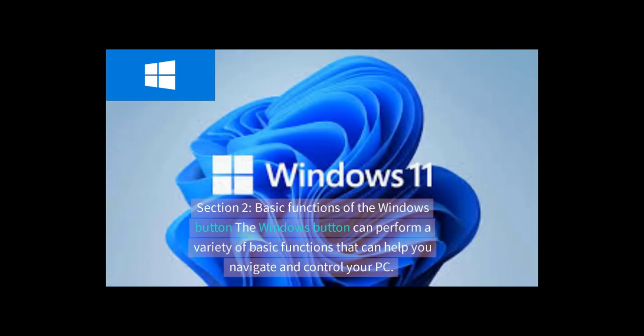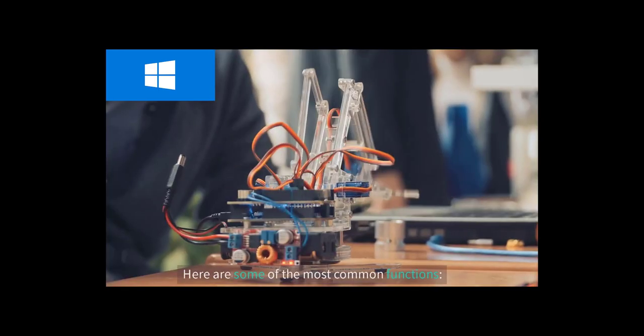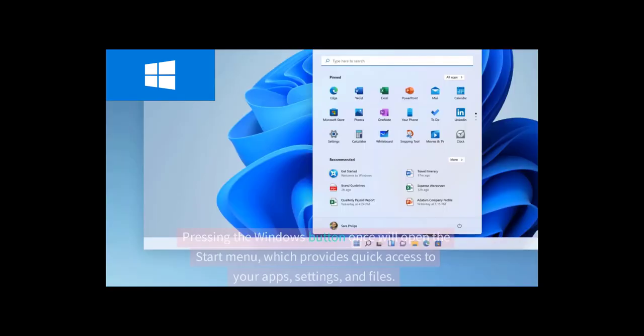Section 2, Basic Functions of the Windows button. The Windows button can perform a variety of basic functions that can help you navigate and control your PC. Here are some of the most common functions. Pressing the Windows button once will open the Start menu, which provides quick access to your apps, settings, and files.